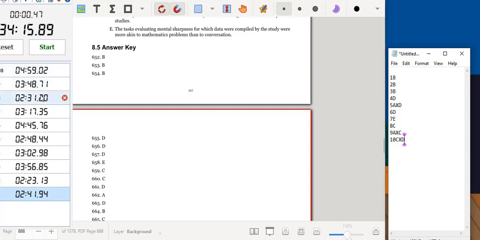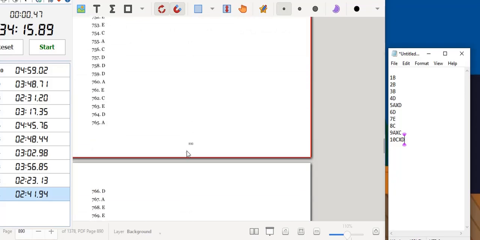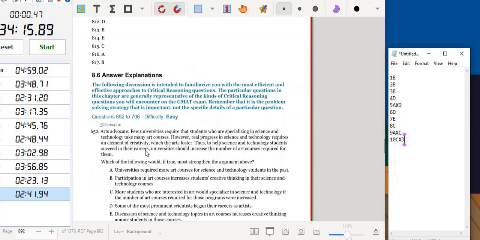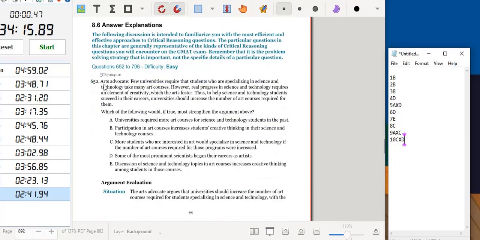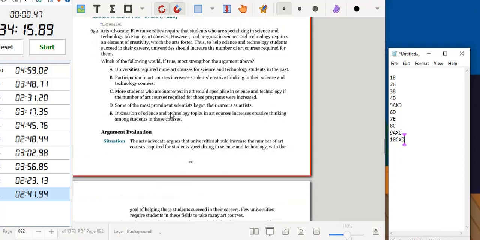So now let me see the explanations. The explanation that has been given here, the first one, the arts advocate one. Okay, so this was pretty easy. I don't think we need to see this. Okay, but still I will say this.